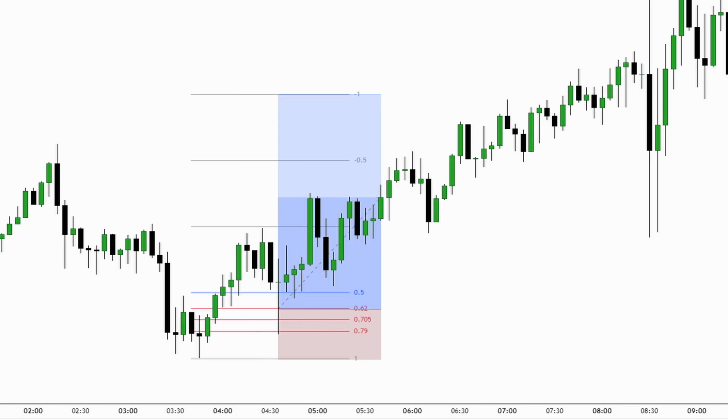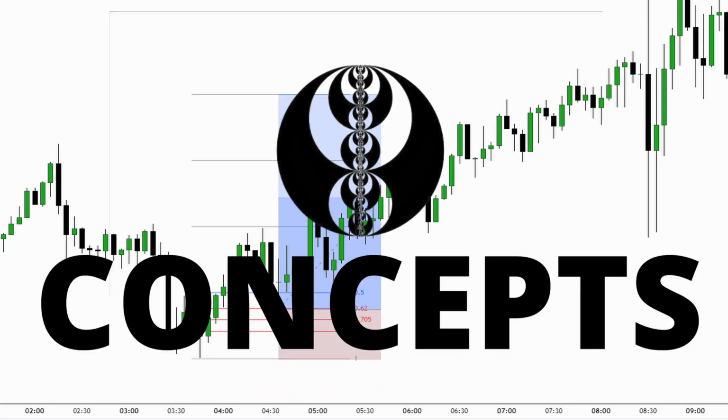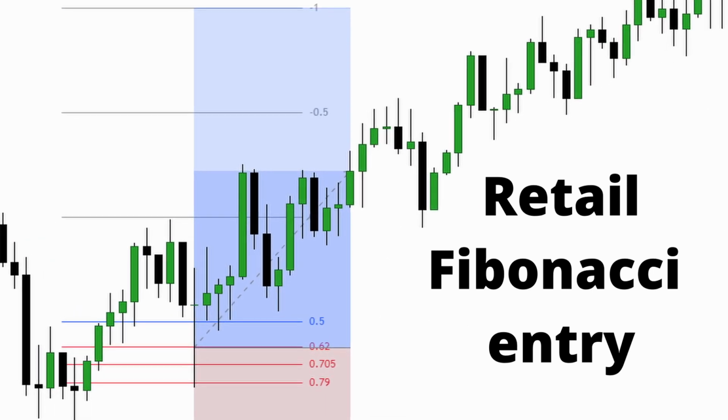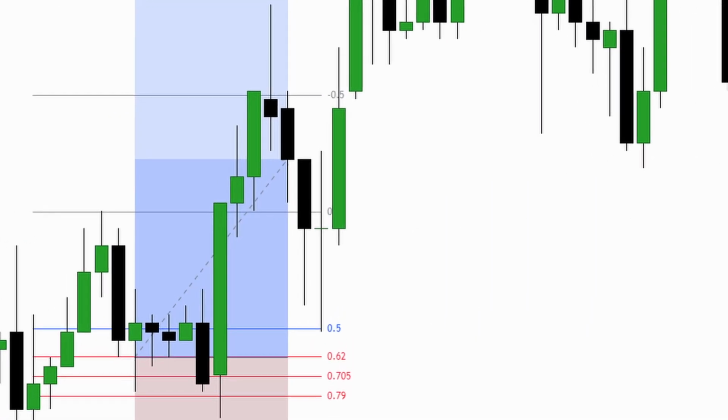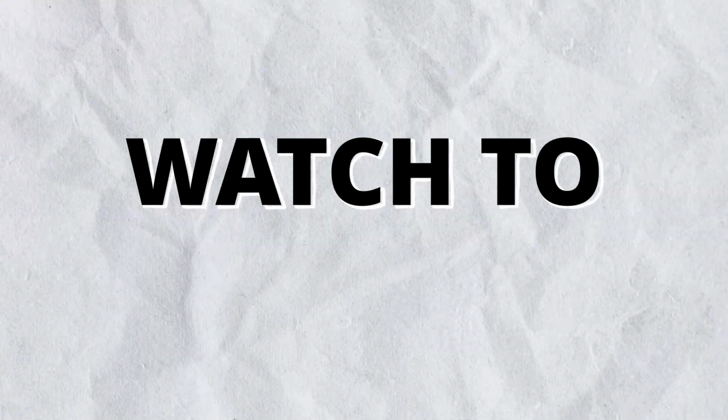ICT OTE, or optimal trade entry, is one of the most common and wrongly traded ICT concepts in the trading industry. Let me explain. This is what a normal Fibonacci trading entry looks like, and this is what real ICT OTE looks like. Don't see any difference? Watch this video to the end.